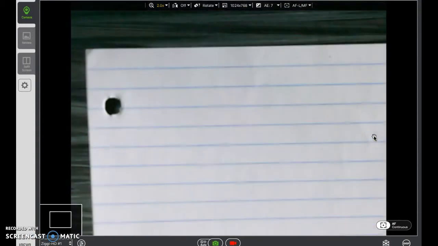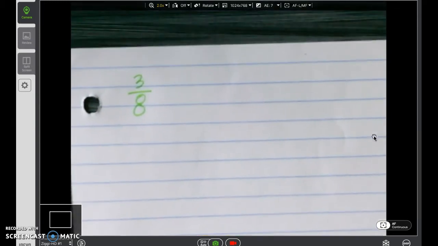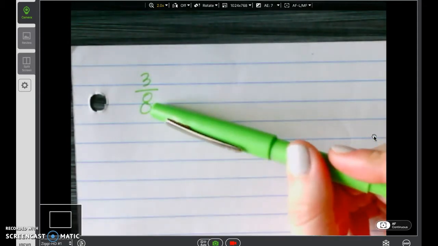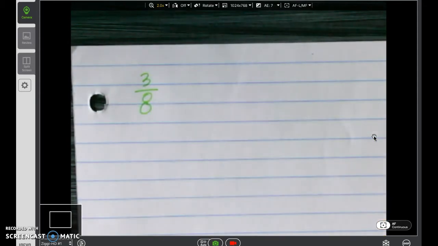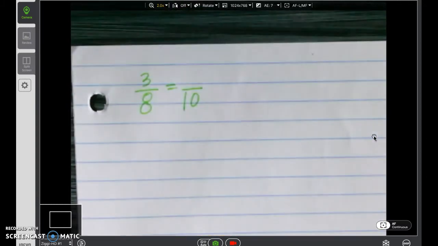So our first example is 3/8. And my question is, I want to determine, is this a repeating or terminating decimal? So the way I'm going to figure that out is I need to write 3/8 as a decimal. So when I think about my denominator of 8, I think, okay, does that scale up to 10?